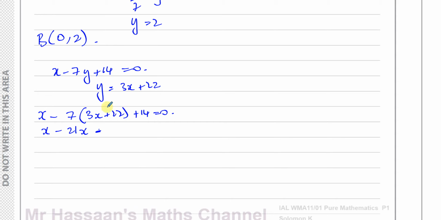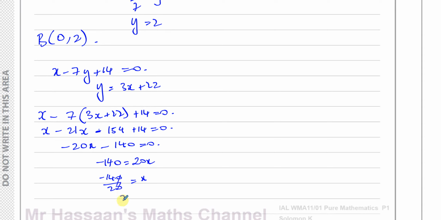You have 14x plus 14 minus 154 plus 14 equals 0. So you have negative 20x, and you have minus 140 equals 0. If you rearrange that, you're going to get minus 140 is equal to 20x. Divide both sides by 20. You're going to get minus 140 over 20 equals x. That gives you negative 7. So x is equal to negative 7.